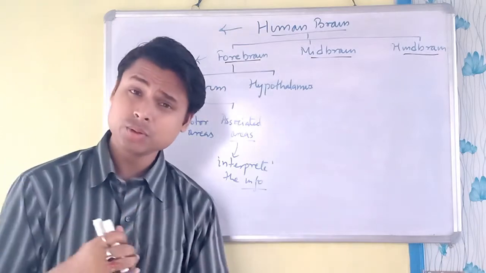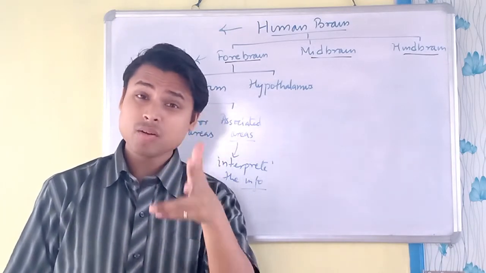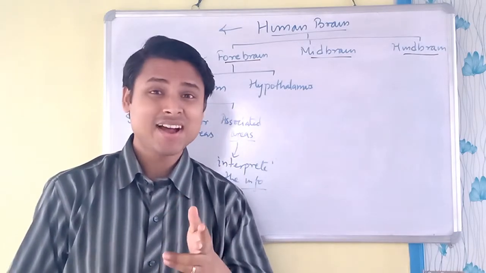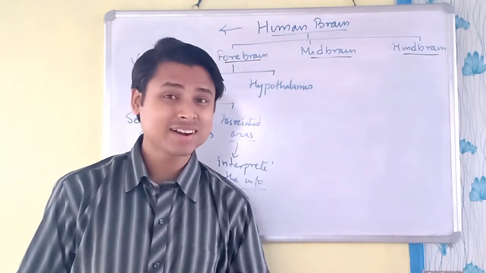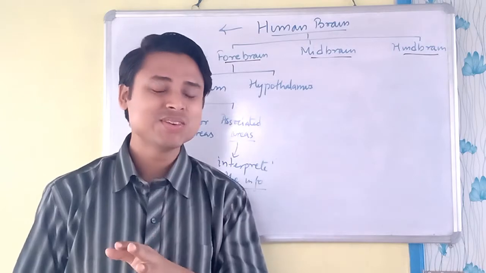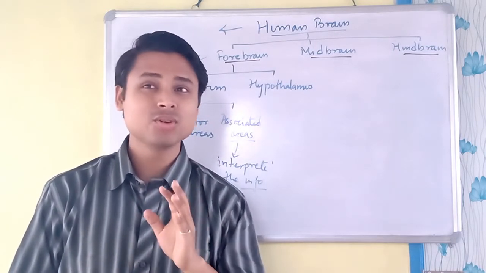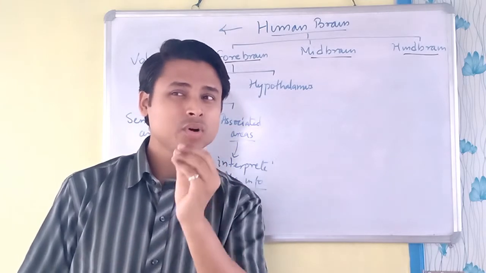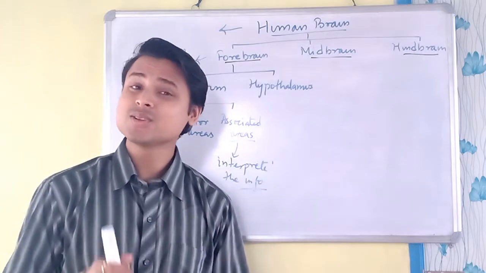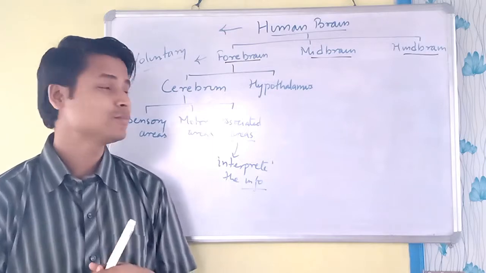You should remember that even our memory is in the forebrain. If you say, I don't remember this thing and that thing, it completely depends on you, right? If you give interest, you can remember anything. If you look at something in very minute detail, you will remember it, right? So memory is also associated with this cerebrum only, in the forebrain only.